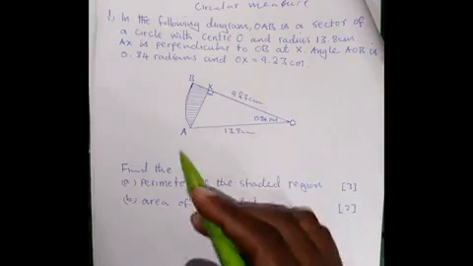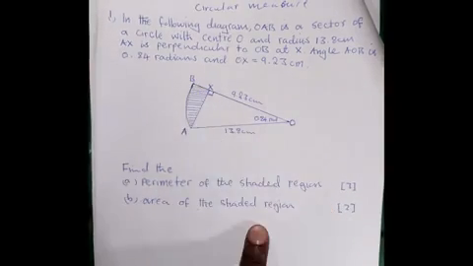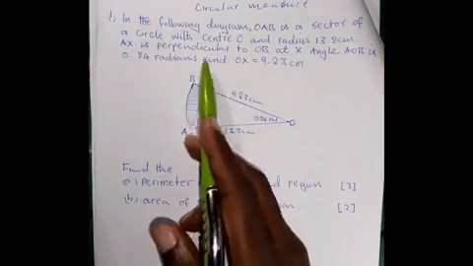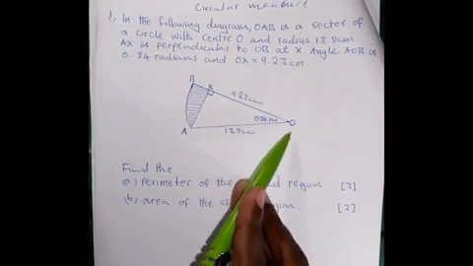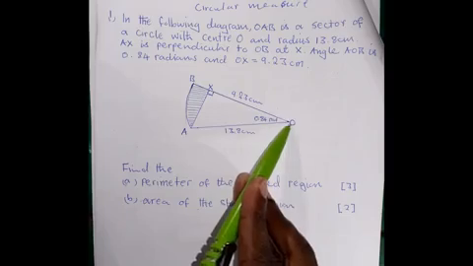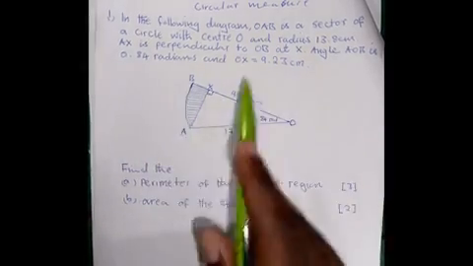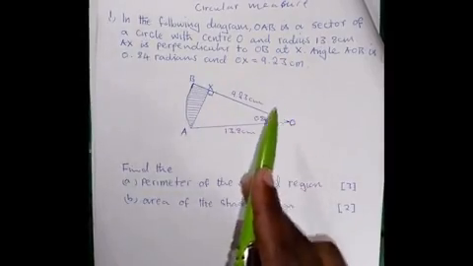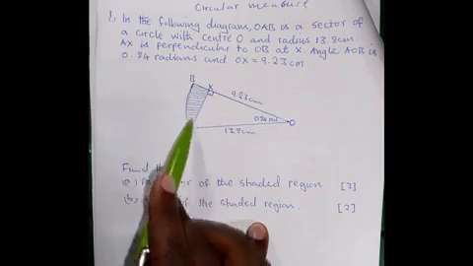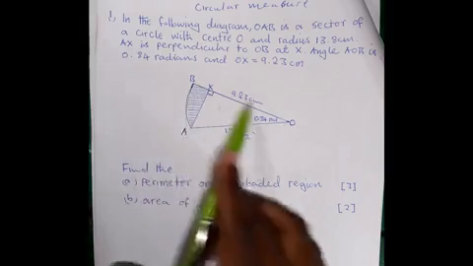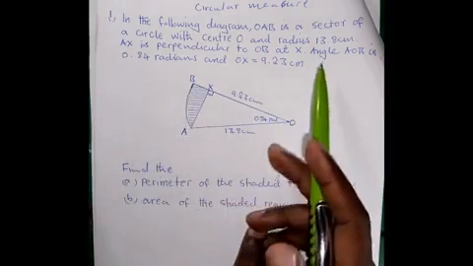OAB is a sector of a circle with center O. So this is O, center O, and this is what it's like, a circle. So now in a circle, they've just come up with this sector. Okay, and let's just see.